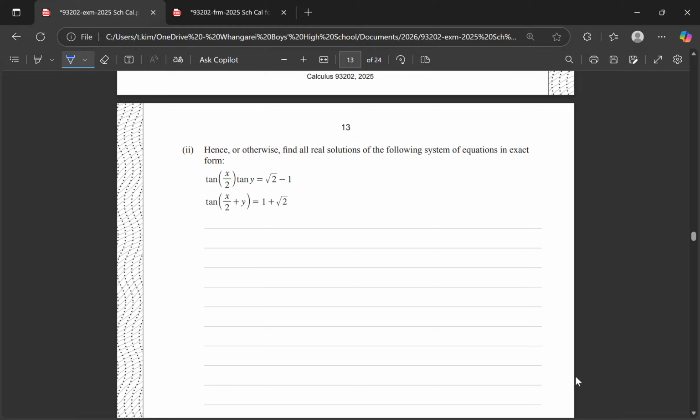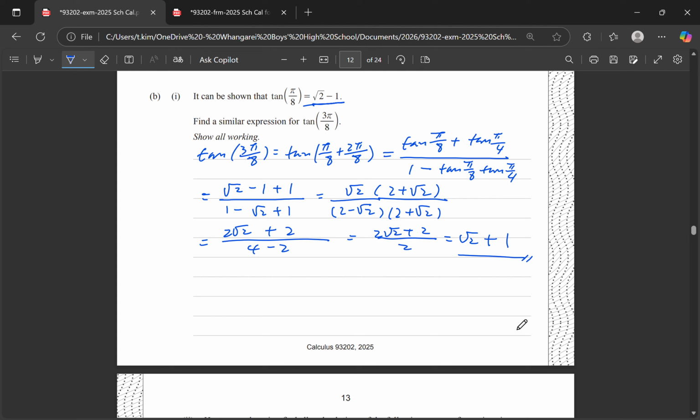Hence or otherwise, find all real solutions of the following system of equations in exact form. tan(x/2) tan y = √2 − 1. tan(x/2 + y) = 1 + √2. All right, so it is related to question 1.